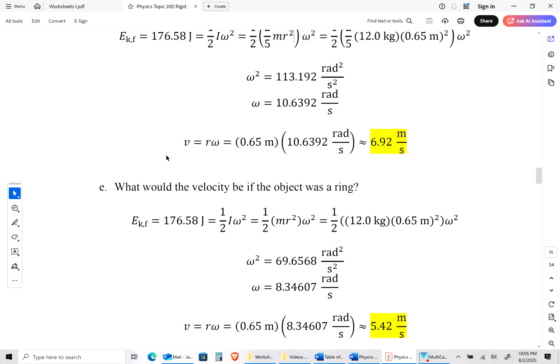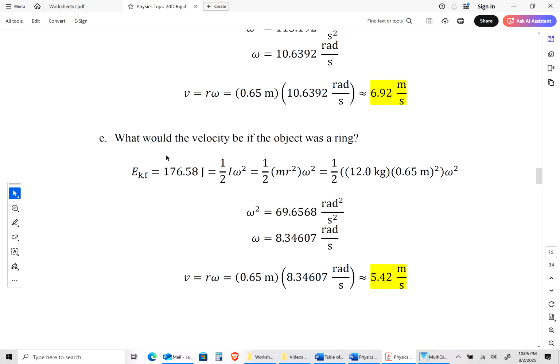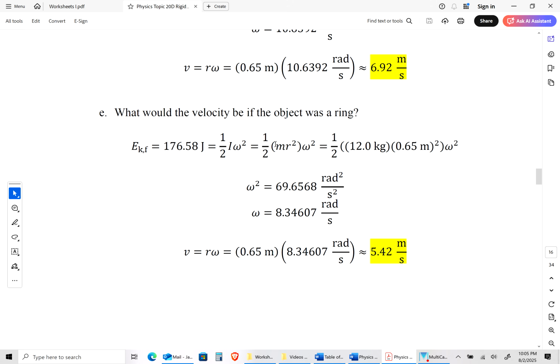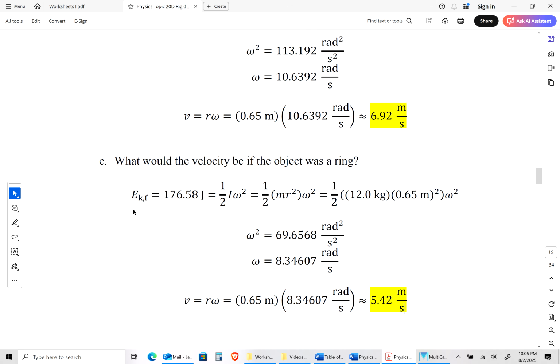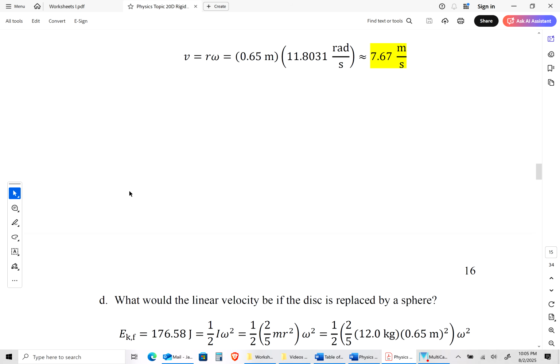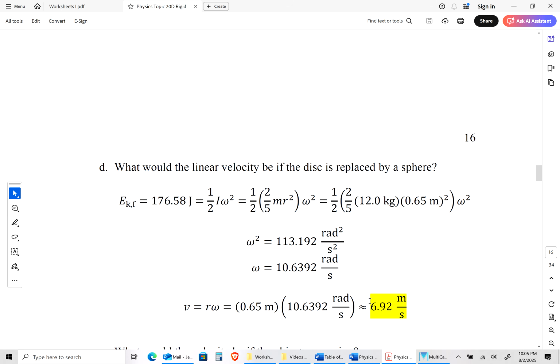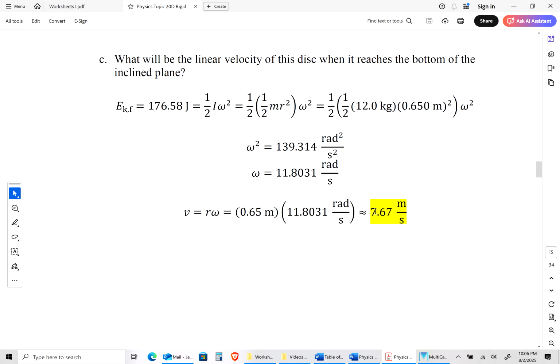Part E, what would the velocity be if the object was a ring? So now we're going to replace 2/5 mr squared with mr squared. So when all of the mass is on the outside, the final velocity is 5.42. When it's a sphere, it's 6.92. And when it's a disk, it's the fastest at 7.67.